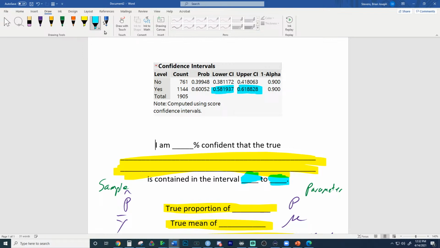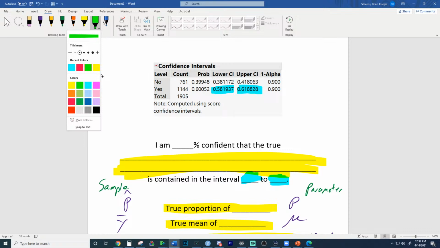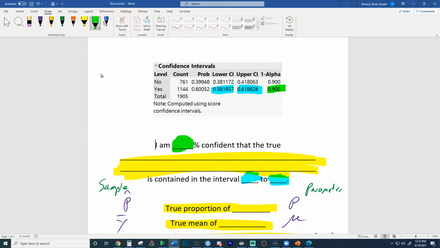There's the lower. There's the upper. And then the confidence level is going to be this right here. But just make sure to times that by 100. Does this make sense to everybody?